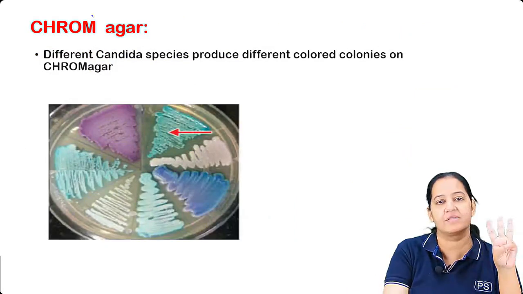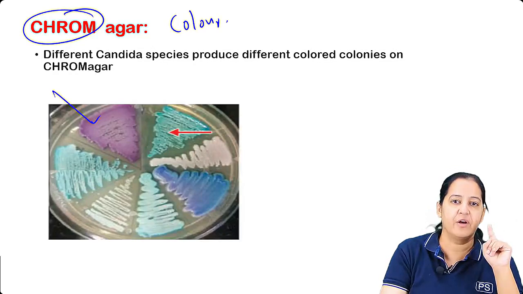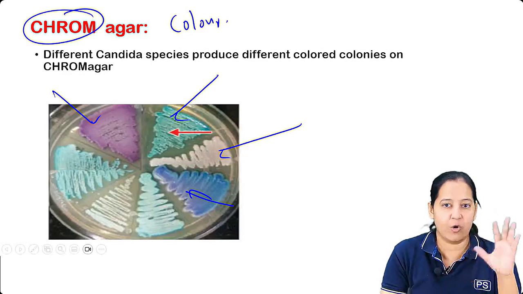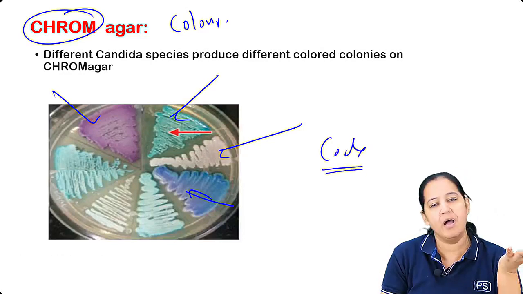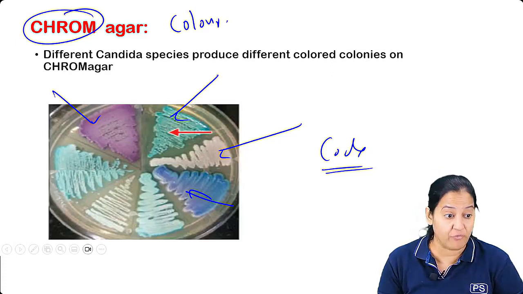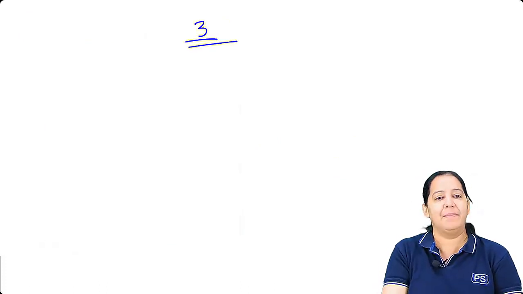And the third and the last is chrome. Chrome means colors. So it's the agar which gives different colors to different Candida. I don't know the exact coding of which color means which Candida, but different colors have different Candida. So based on the color, you can identify which of them is Candida albicans. So there are three ways to differentiate albicans from others.